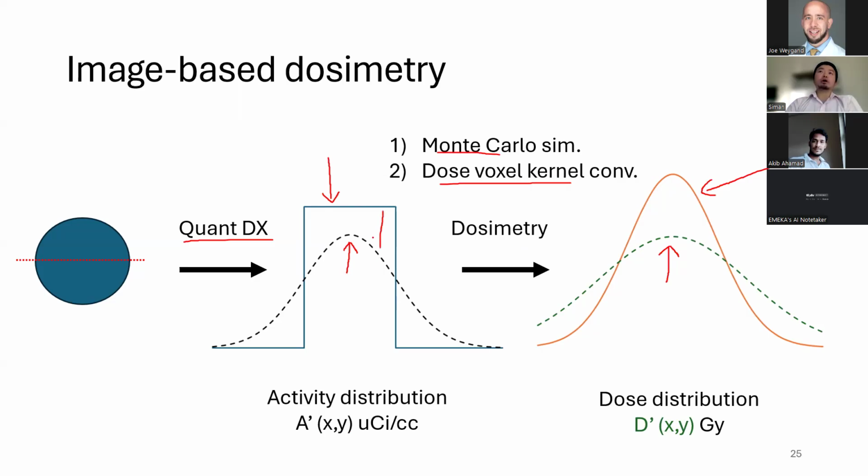The error in your images, when you do image-based dosimetry, propagates directly to the dose map. And this is why it's garbage in, garbage out. A lot of people do not realize this and just assume that any images will do. I mean, that is not the case.